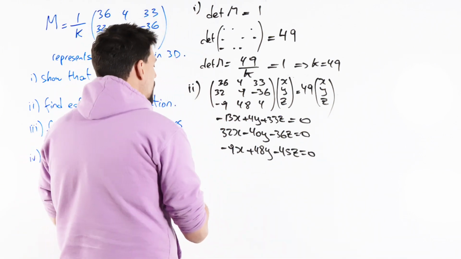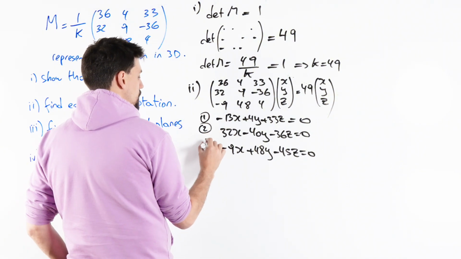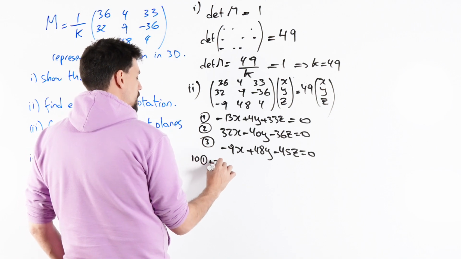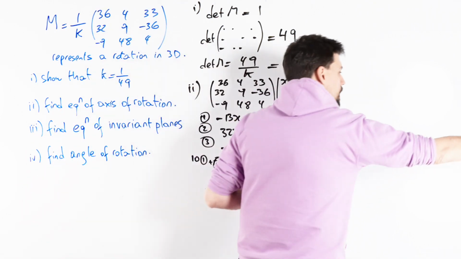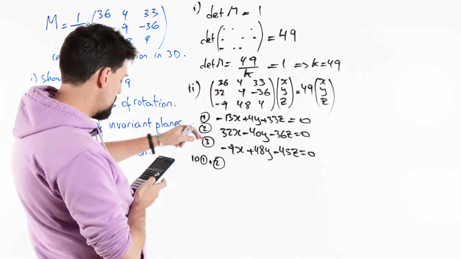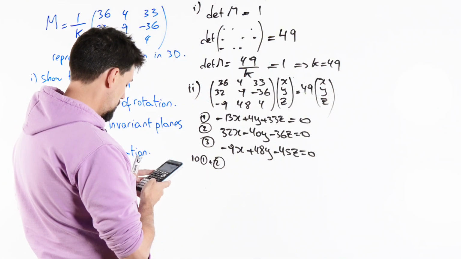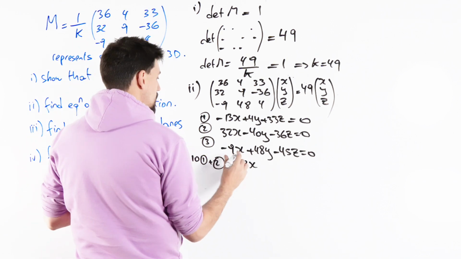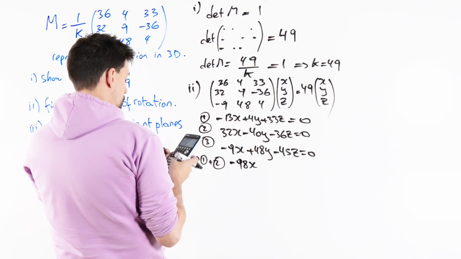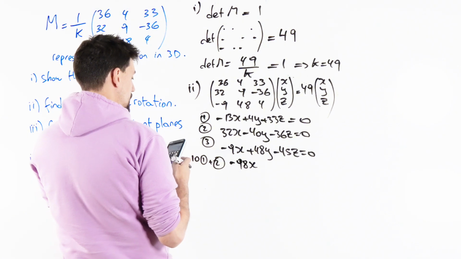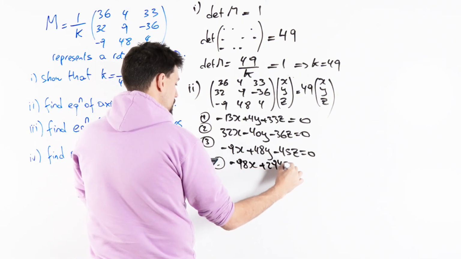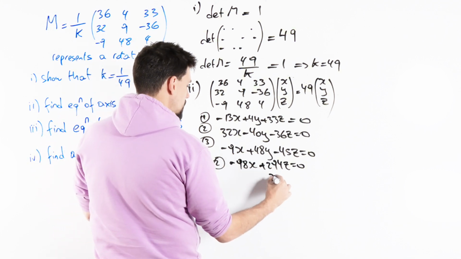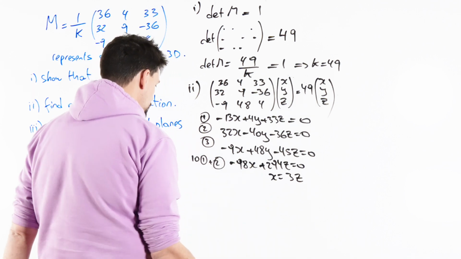So can I cancel out the y's? Yes, I can. If I do 10 times equation 1 plus equation 2, what does that give me? Minus 130 plus 32 is minus 98x. The y's go away, and it's 330 minus 36 is 294. z is 0. That looks good. 294 divided by 98 tells me that x is 3z, so that's nice.